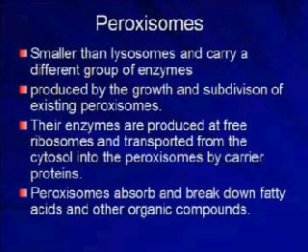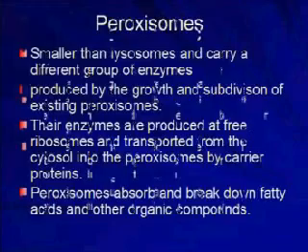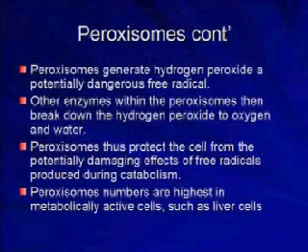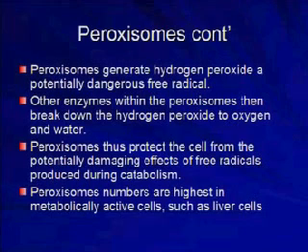Peroxisomes are smaller than lysosomes and carry a different group of enzymes. Produced by growth and subdivision of existing peroxisomes, their enzymes are produced as free ribosomes and transported from the cytosol into the peroxisomes by carrier proteins. Peroxisomes absorb and break down fatty acids and other organic compounds. Peroxisomes generate hydrogen peroxide, a potentially dangerous free radical. Other enzymes within the peroxisomes then break down hydrogen peroxide to oxygen and water. Peroxisomes thus protect the cell from potentially damaging effects of free radicals produced during catabolism.